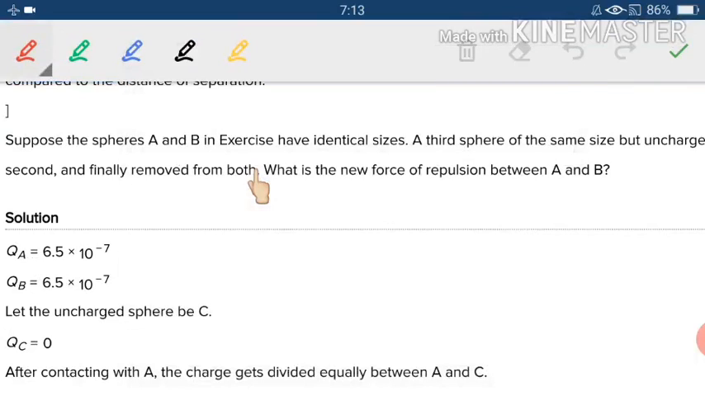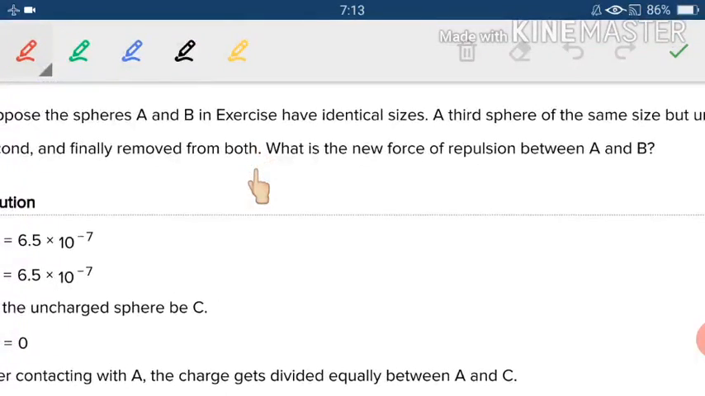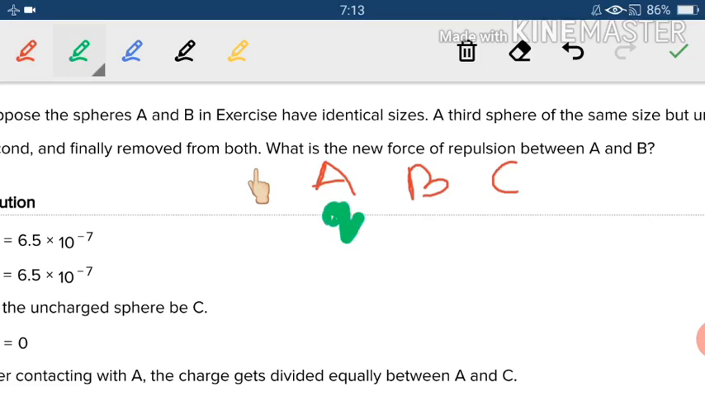So in this they are talking about sphere A, sphere B and sphere C. Now spheres A and B are equally charged. So let us suppose that the charge on A and B is Q, Q, and the third sphere C is uncharged, so the charge will be 0. Now what they are saying, initially this third sphere, that is C, is brought in contact with A. So when they are brought in contact with each other, the charge will divide equally.